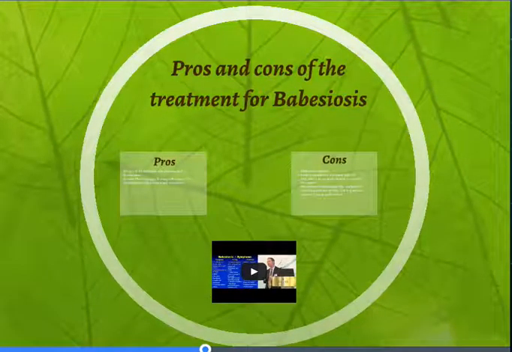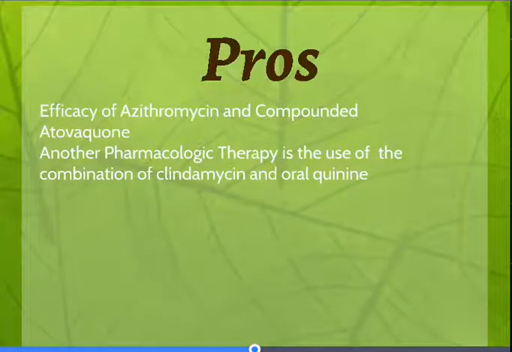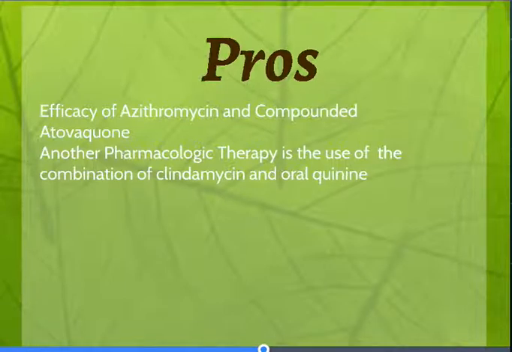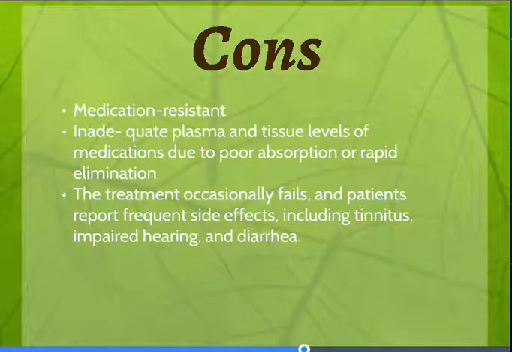Pros and cons of the treatment for babesiosis. Pros: efficacy of azithromycin and compounded atovaquone. Another pharmacologic therapy is the use of the combination of clindamycin and oral quinine. Cons: medication resistant. Inadequate plasma and tissue levels of medication due to poor absorption or rapid elimination. The treatment occasionally fails and patients report frequent side effects, including tinnitus, impaired hearing, and diarrhea.